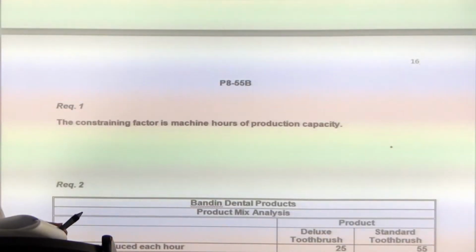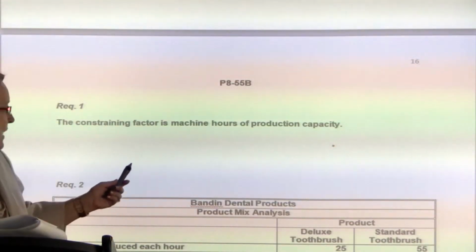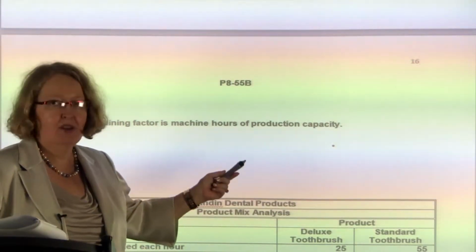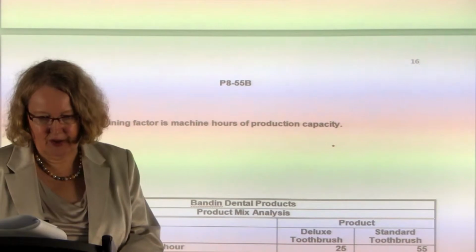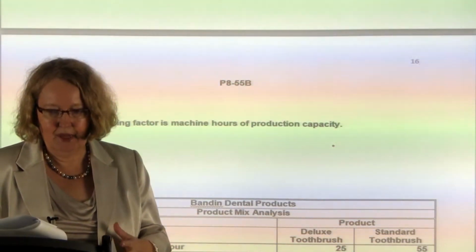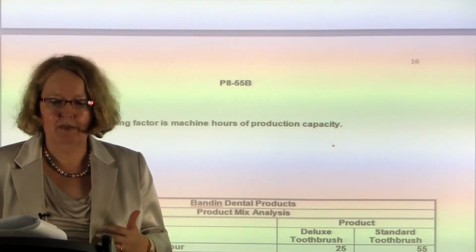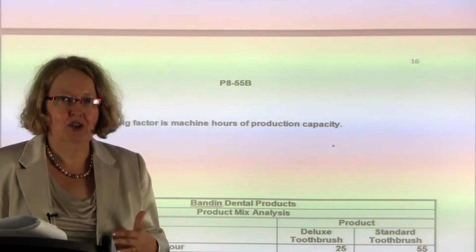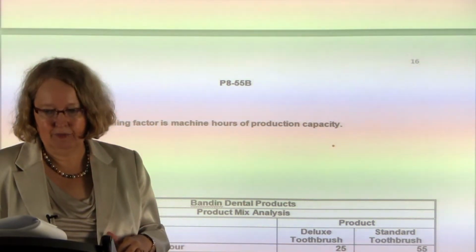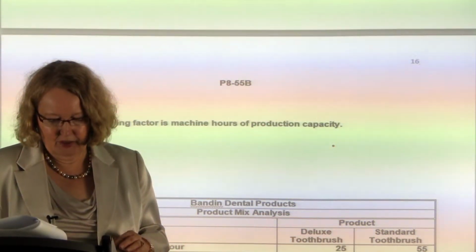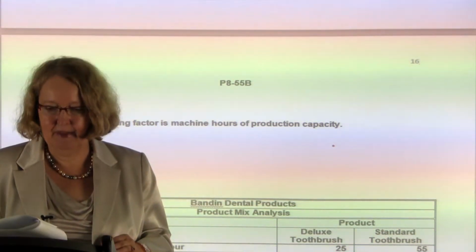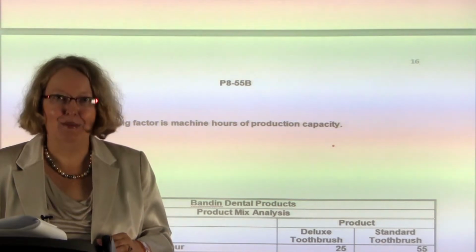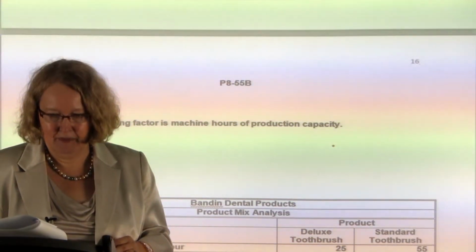So the constraining factor is the capacity, so the machine hours of production capacity. So that is the constraint. So of course that means what we want to do is maximize our contribution margin per machine hour. So requirement 2 is prepare an analysis to show which product line to emphasize, so which one is going to make the most money for the company.